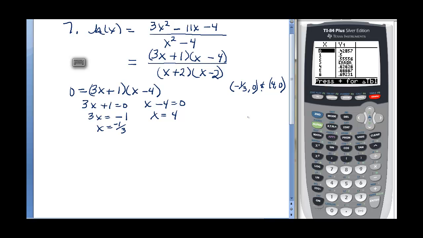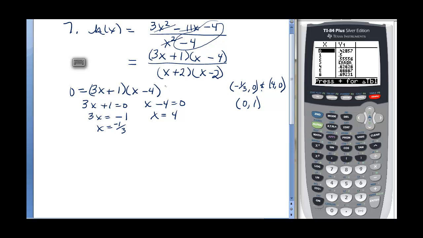To find the y-intercept, I am going to plug 0 in for x. If I just look up here and in my mind say, okay, this is going to be 0, this is going to be 0, this is going to be 0, so basically I'm going to have -4 over 4, or just 1. So my y-intercept is going to be (0, 1).